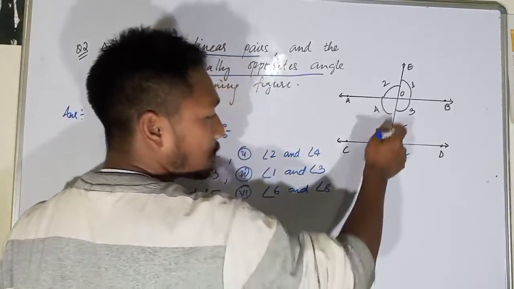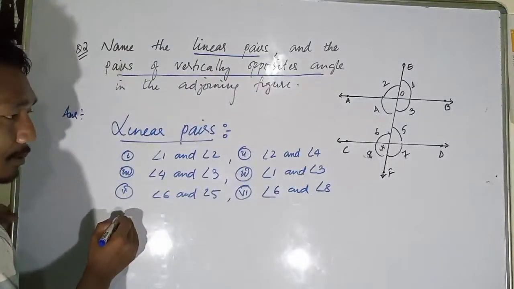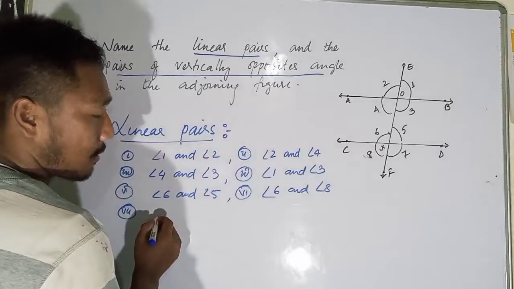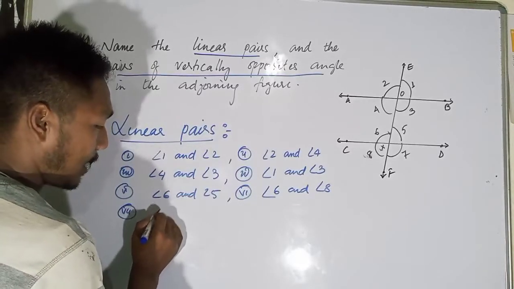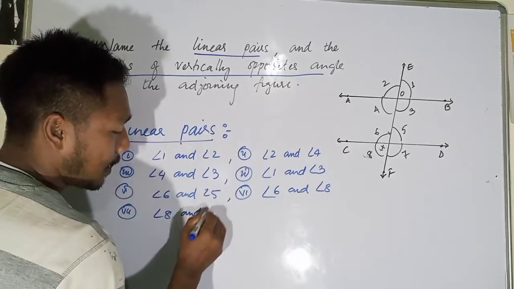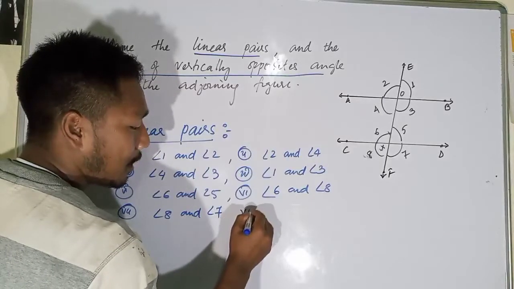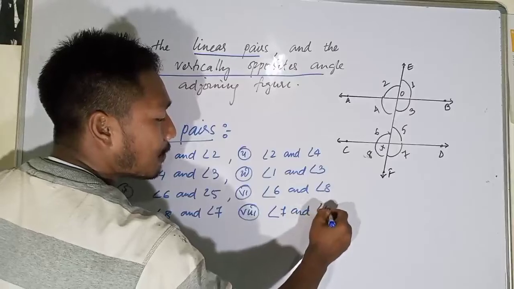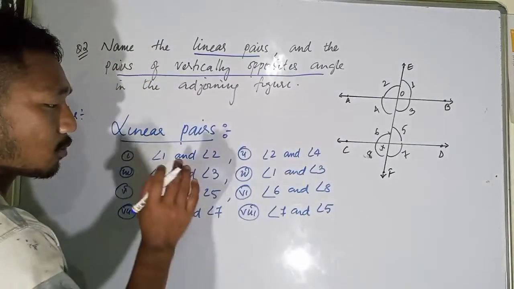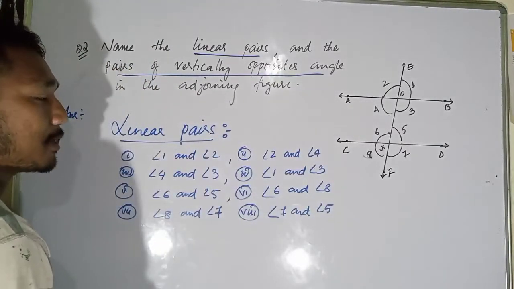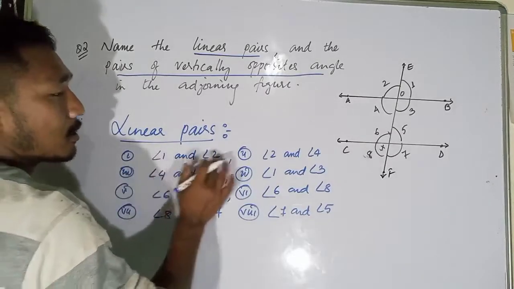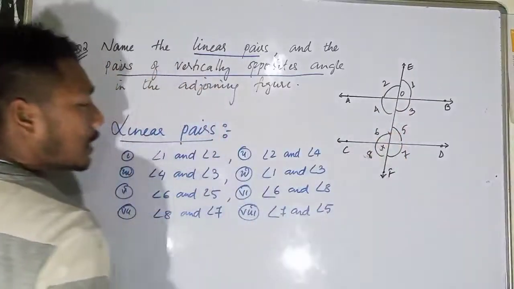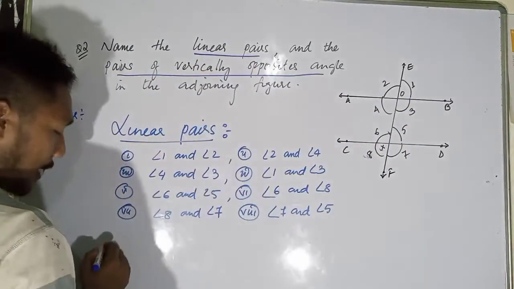Try to understand why these are linear pairs. I'm just giving you the answers. Then angle 6 and angle 7, angle 8 and angle 7, and number 8, angle 7 and angle 5. So how many pairs do we have? We have a total of 8 linear pairs. Angle 1 and angle 2, angle 2 and angle 4. Why? Because they are in a straight line. In this way we are finding all the linear pairs of angles.